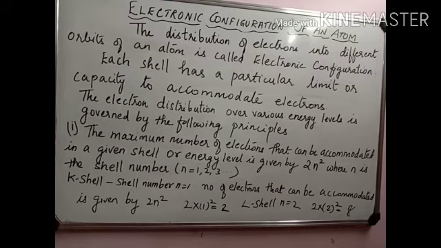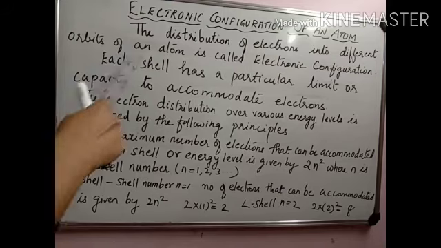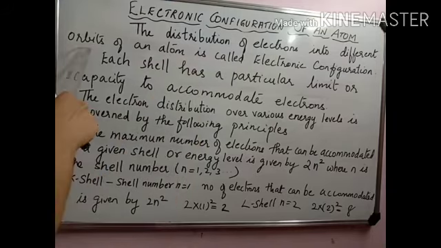Electronic configuration is the distribution of electrons into different orbits of an atom. We know that there are different orbits or shells in an atom. So the distribution of electrons into various orbits of an atom is called the electronic configuration of an atom. We cannot include as many electrons as we like into one particular orbit or shell. Each shell has a particular capacity to accommodate the electrons.